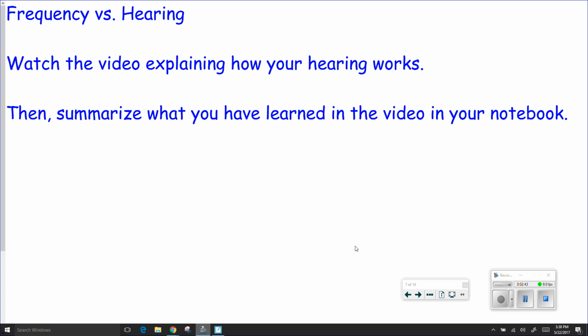So now we know how a wave is created from a sound source, but now we need to know how we interpret that. So what I'd like you to do is pause the video at this point and take a look at the video labeled hearing, and that's going to give you a good 3-minute introduction to how our hearing works in terms of our eardrums.